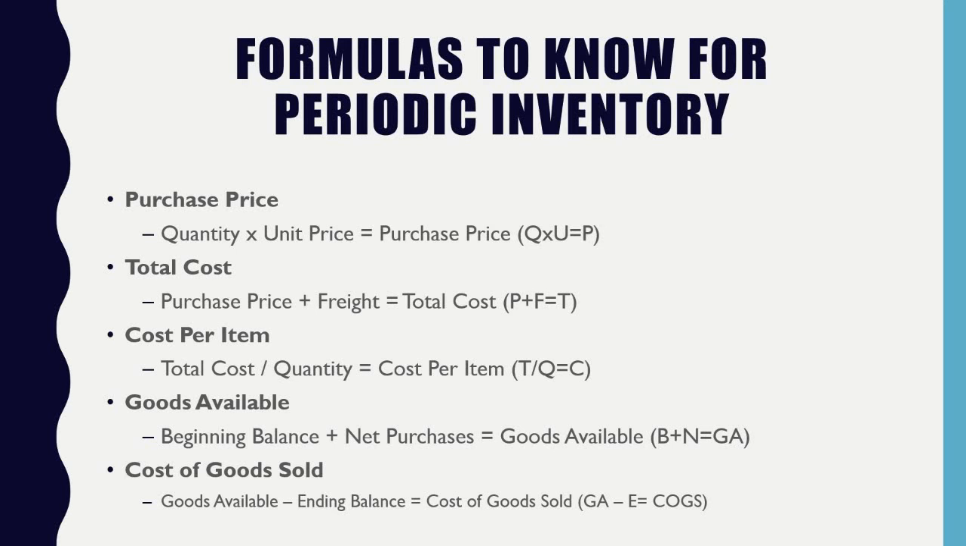So again, to find the purchase price is going to be quantity times the unit price. To get the total cost, it's going to be your purchase price plus your freight. To get the cost per item is going to be your total cost divided by the total quantity. And then when we're moving on to the second half, you're going to be looking at goods available, which is going to be your beginning inventory plus your net purchases. And lastly, cost of goods sold is going to be your goods available, subtract your ending inventory. All right.